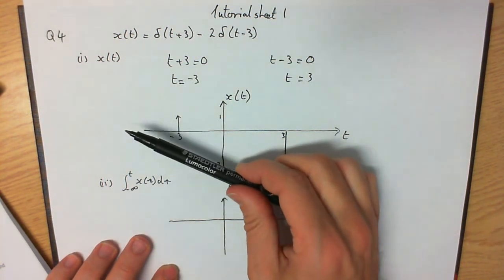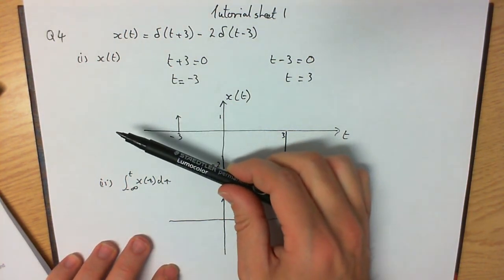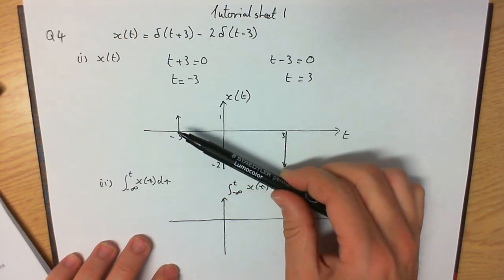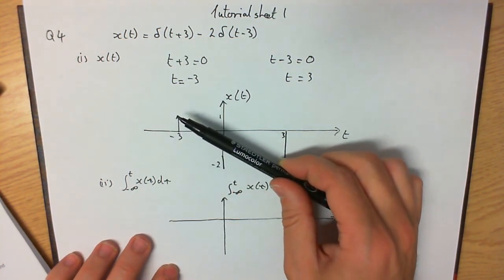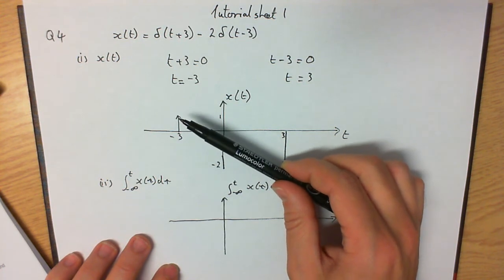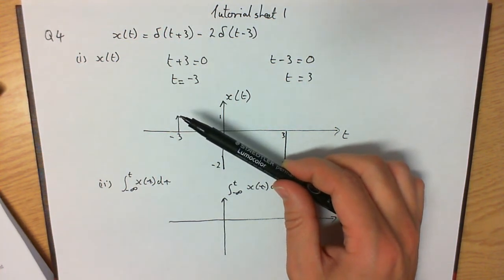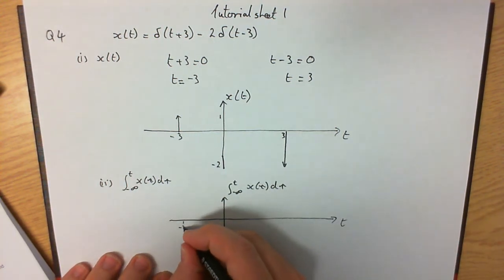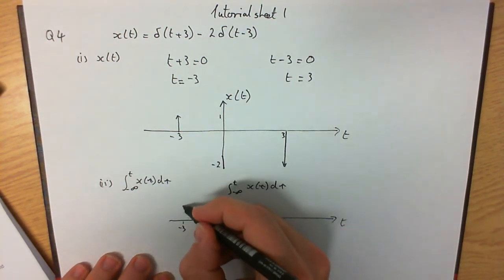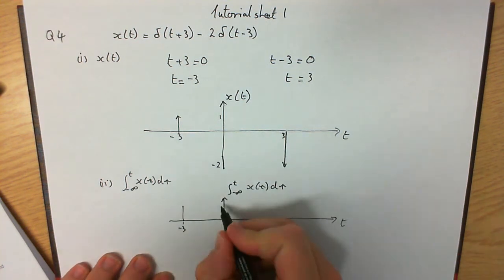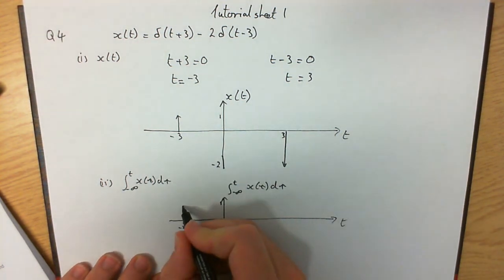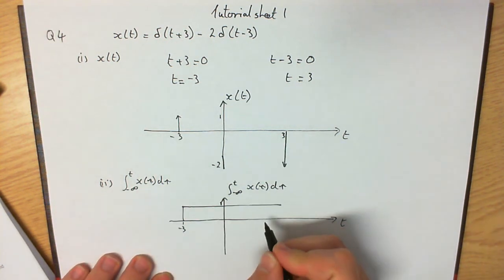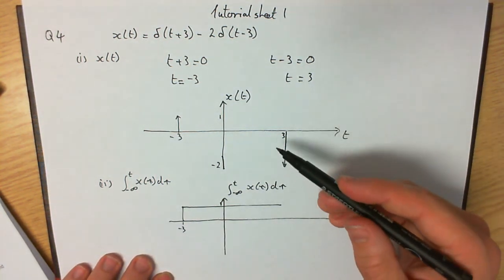So if I start integrating this function, well, if I integrate before t is minus 3, I'm obviously going to get nothing. Now at this point t is equal to minus 3, we've got the impulse function. Now the impulse function has an area of 1. So at t is minus 3, we're going to get an increase to 1. That's not going to change until you get to t equals 3.